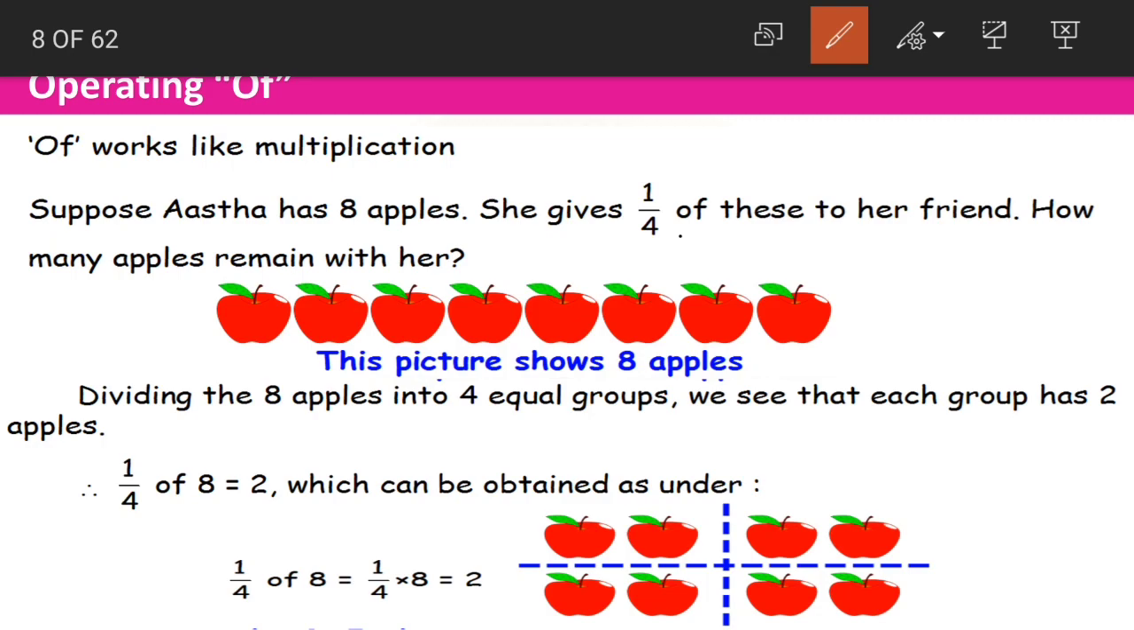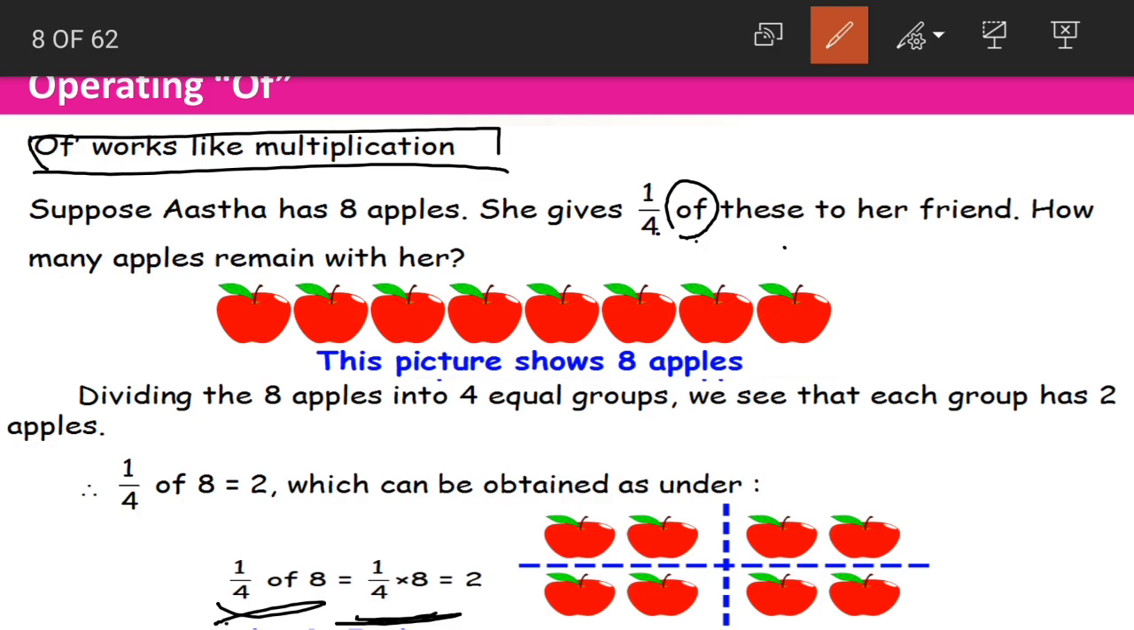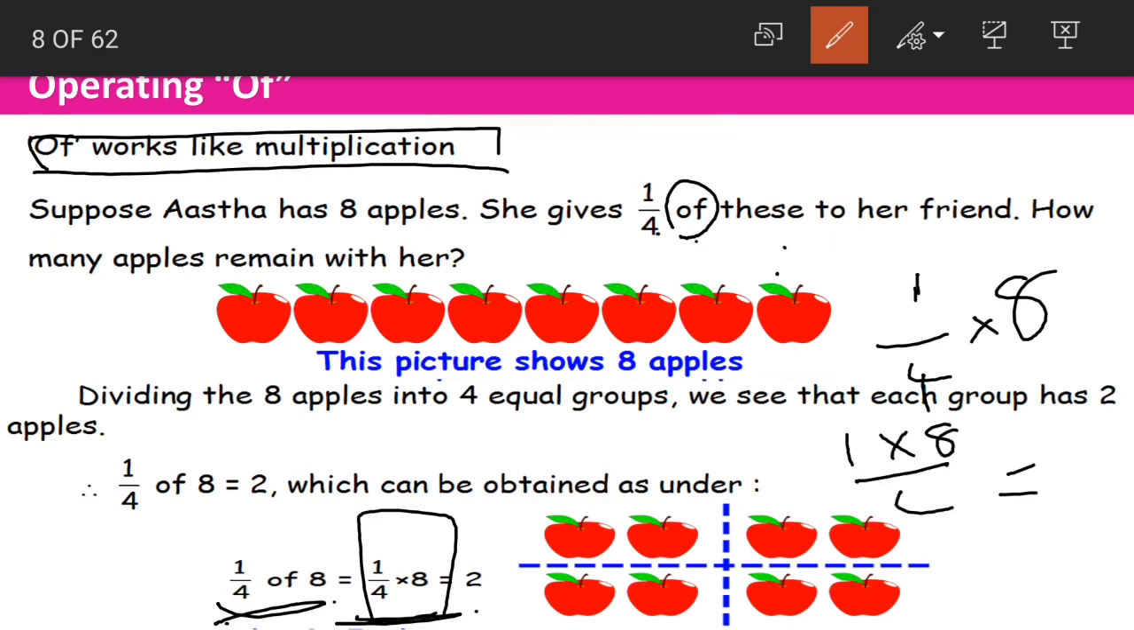Now when we multiply it, what are they saying here? This "of" works like multiplication. When we say 1 by 4 of 8, it is nothing but 1 by 4 into 8. What are they saying, students? "Of" works like multiplication. 1 by 4 of 8 is nothing but 1 by 4 into 8. Now what will this be equal to? This will be equal to 1 into 8 divided by 4.